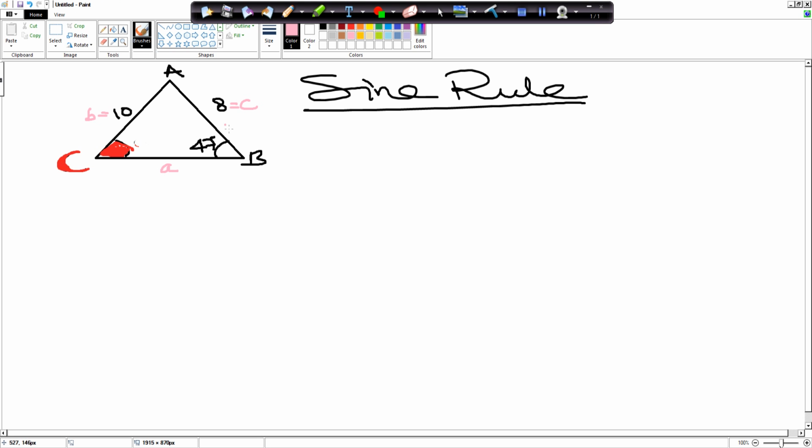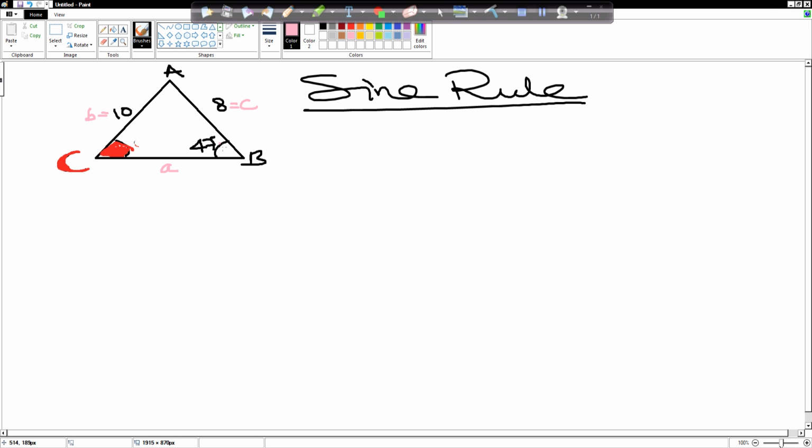Now we're going to see what set of information we know. What we know as a complete set: we know this angle here, B, and we know its corresponding length, little b. So that's one complete dumbbell. That's one complete set of information that we know.